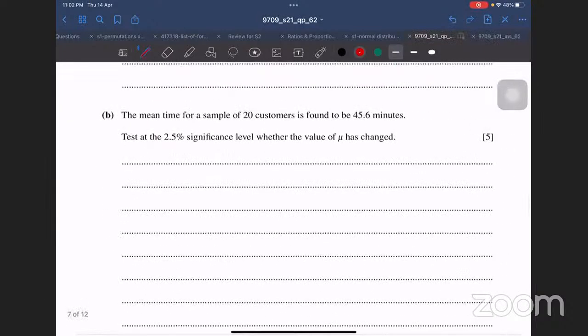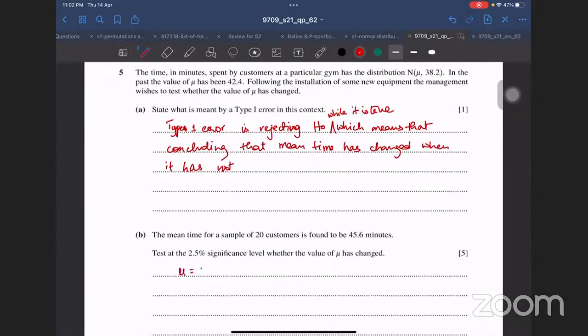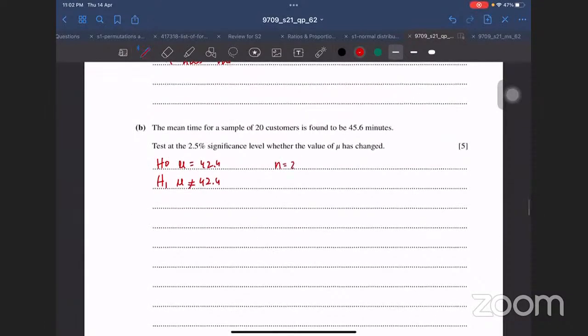Okay, the mean time for a sample of 20 customers is found to be 45.6, so the original mean is 42.4, and I want to test. So I'm going to write the null hypothesis first, then the alternate. This should be a two-sided test because I just want to test whether it has changed. I have a sample of 20 and a test statistic of 45.6. I'm going to have a critical region on both sides, and I'm going to say that my critical region is 1.25% and 1.25%.